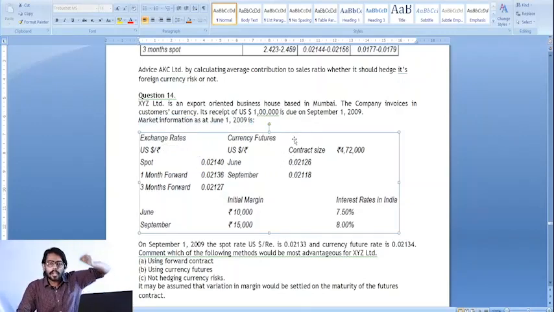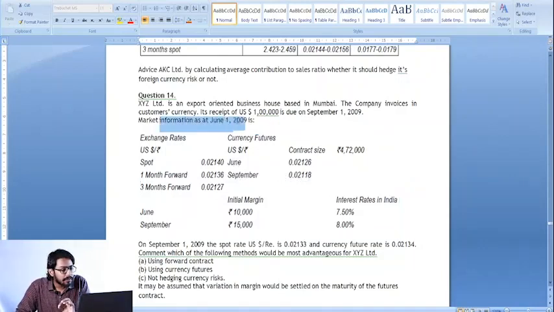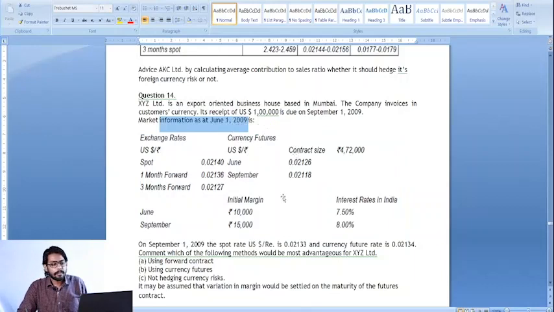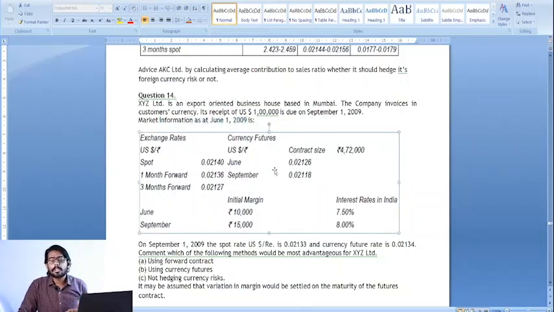Now, on June 1, 2009, you have June futures costing 0.02126, and September futures. Understand, both these pieces of information are as on 1st June 2009. This 0.02126 is for futures that expire in June itself. This is the futures that expires in September. This is the price of September futures at June 1, 2009. So, what do we need? Do we need June futures or do we need September futures?